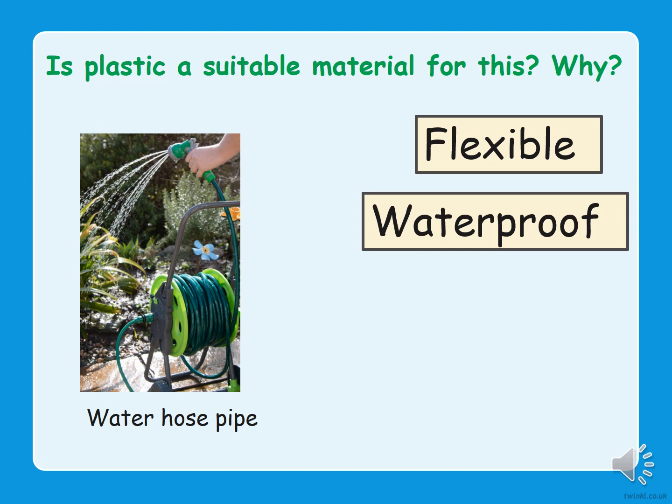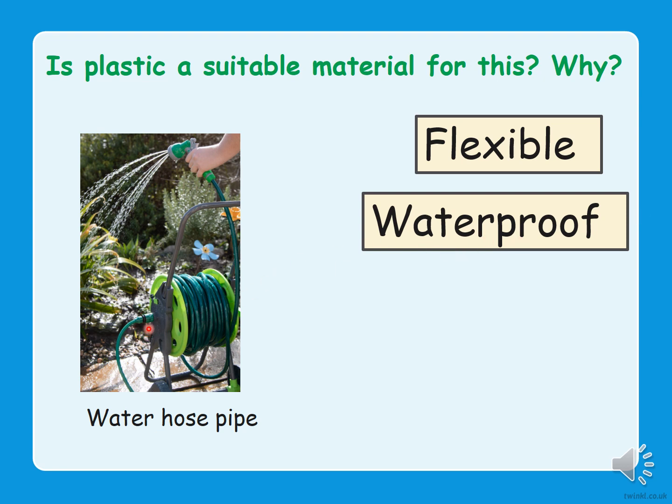Plastic is absolutely a suitable material for this water hose pipe. One, because it is flexible. Again, if you look at the water hose pipe, you can see that the hose is very, very long, and it needs to be able to go around this wheel for it to be stored correctly. So that means it can bend and it can stretch and it can move around this wheel, meaning that it is flexible so it can be stored correctly.